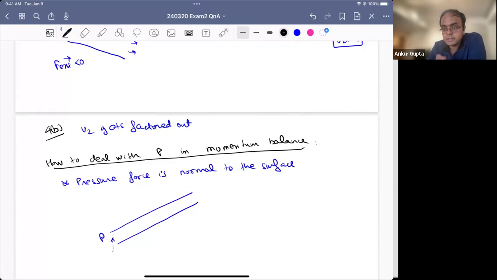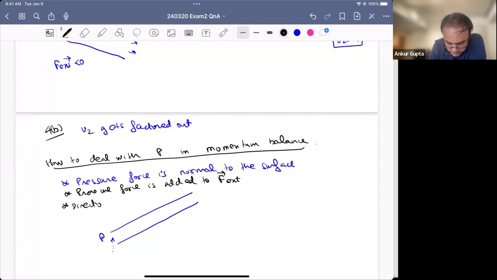A pressure force is a part of F external. So pressure force is added to F external. It is always going to be added to the F external side. That's the second part. It is always going to be normal to the surface, and it is going to be in the push direction. Direction is push. We'll discuss what that means, and that will probably clarify the positive and negative.